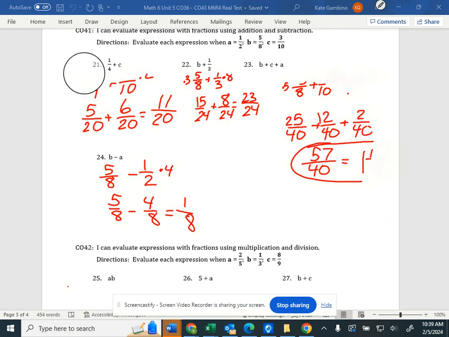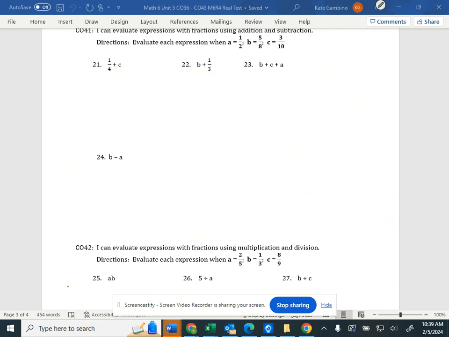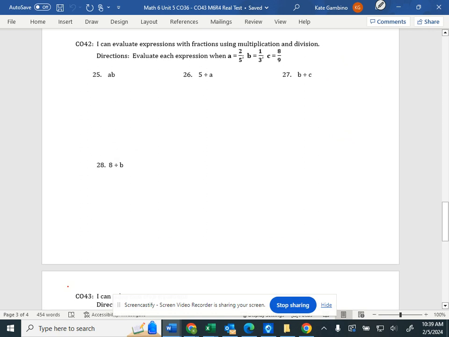Multiplying and dividing fractions have different rules. We no longer need common denominators. We multiply going across. If we're dividing, we have to flip to our reciprocal on that last fraction and then multiply going across. Last step has to be to simplify.